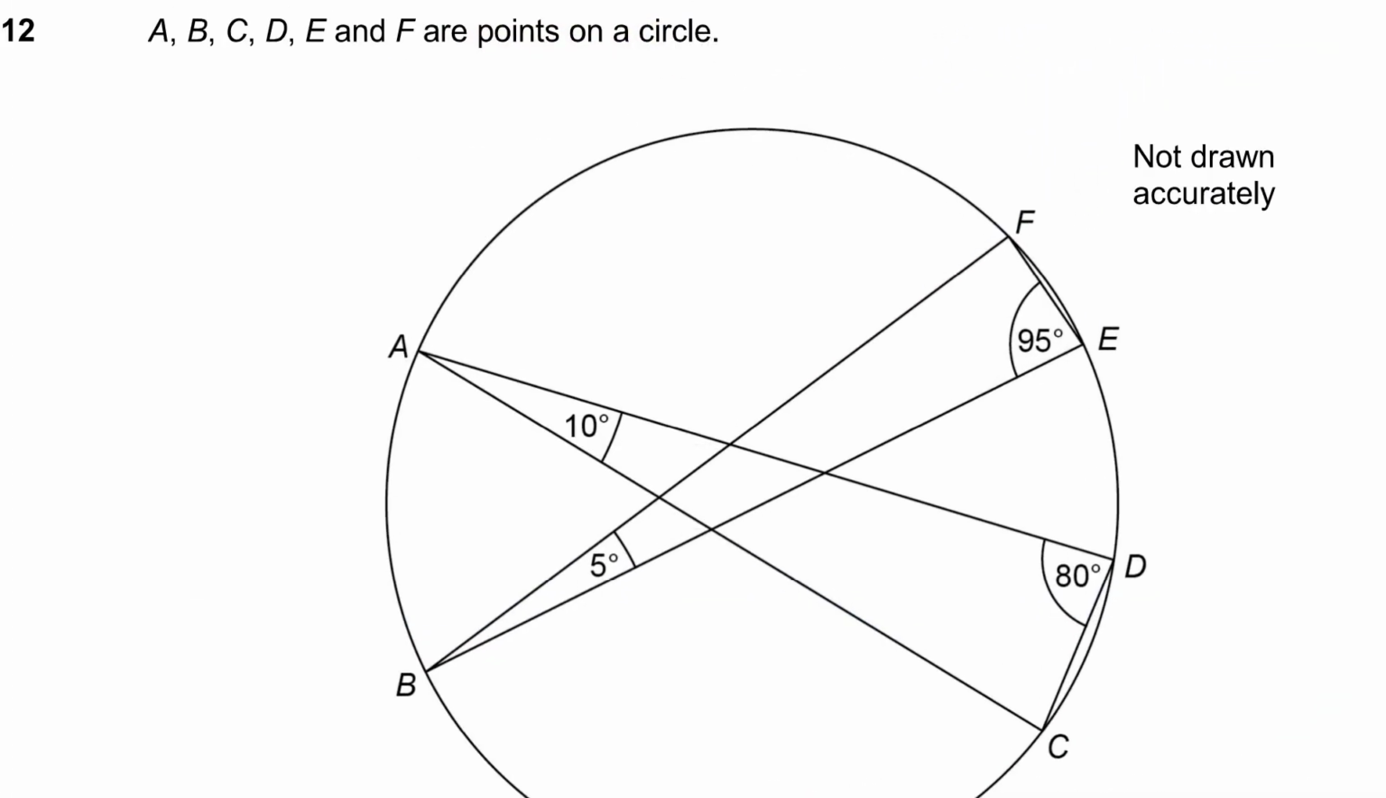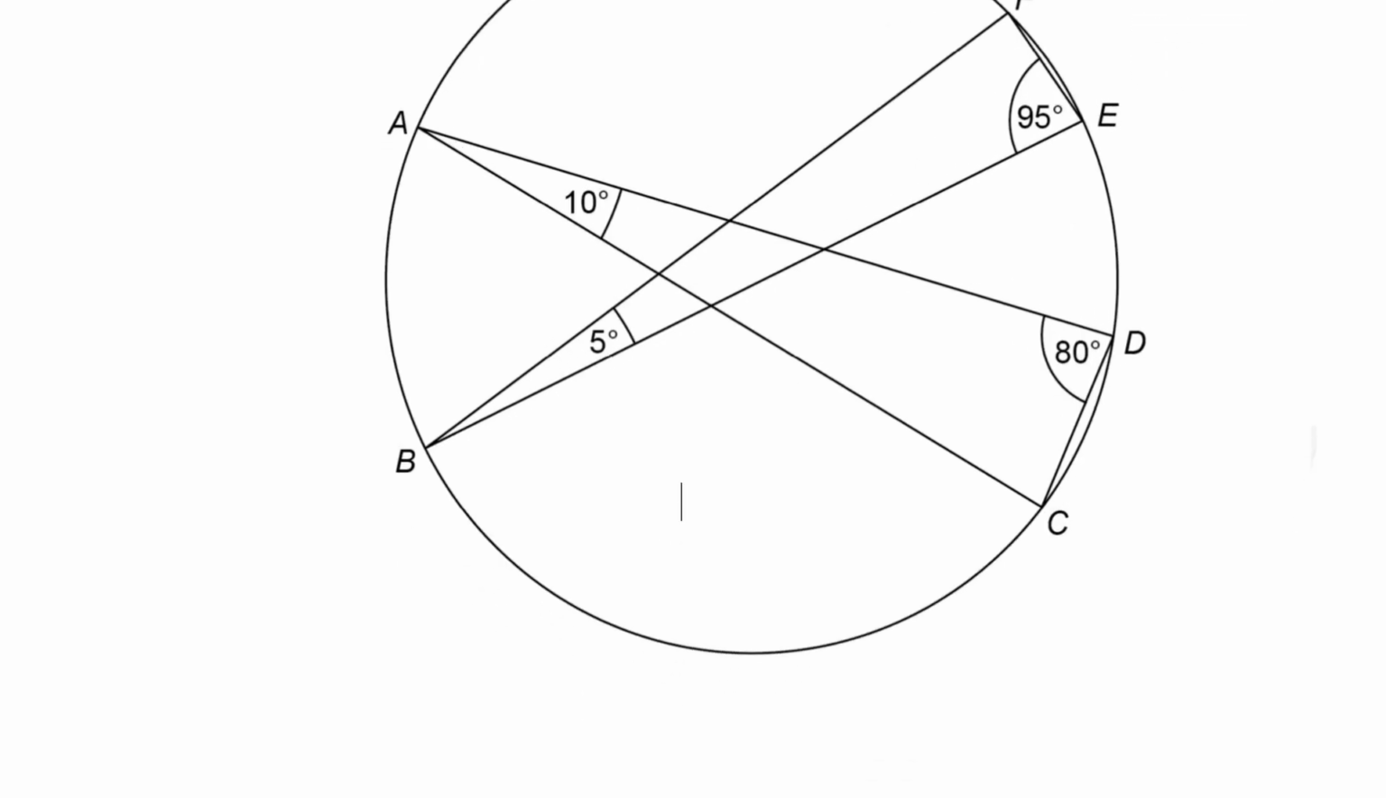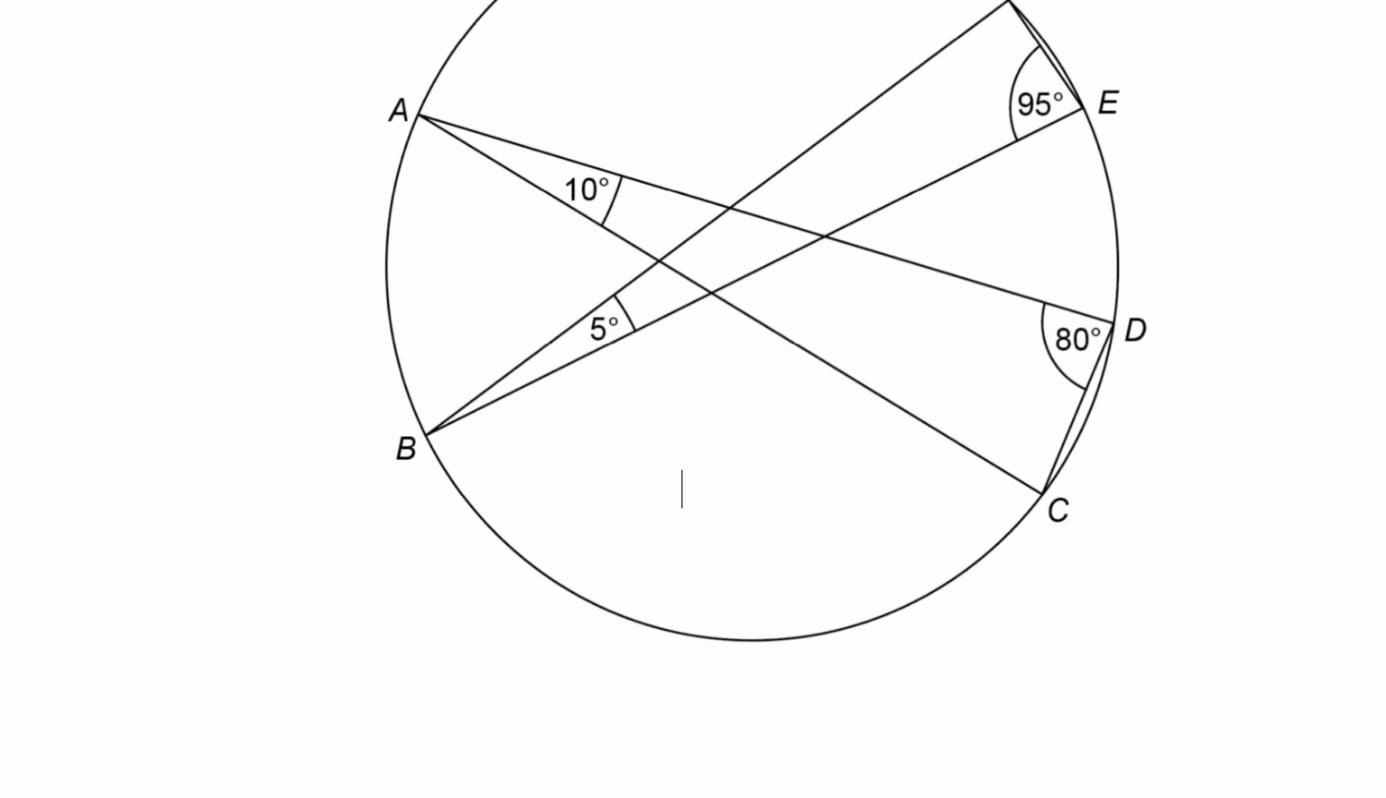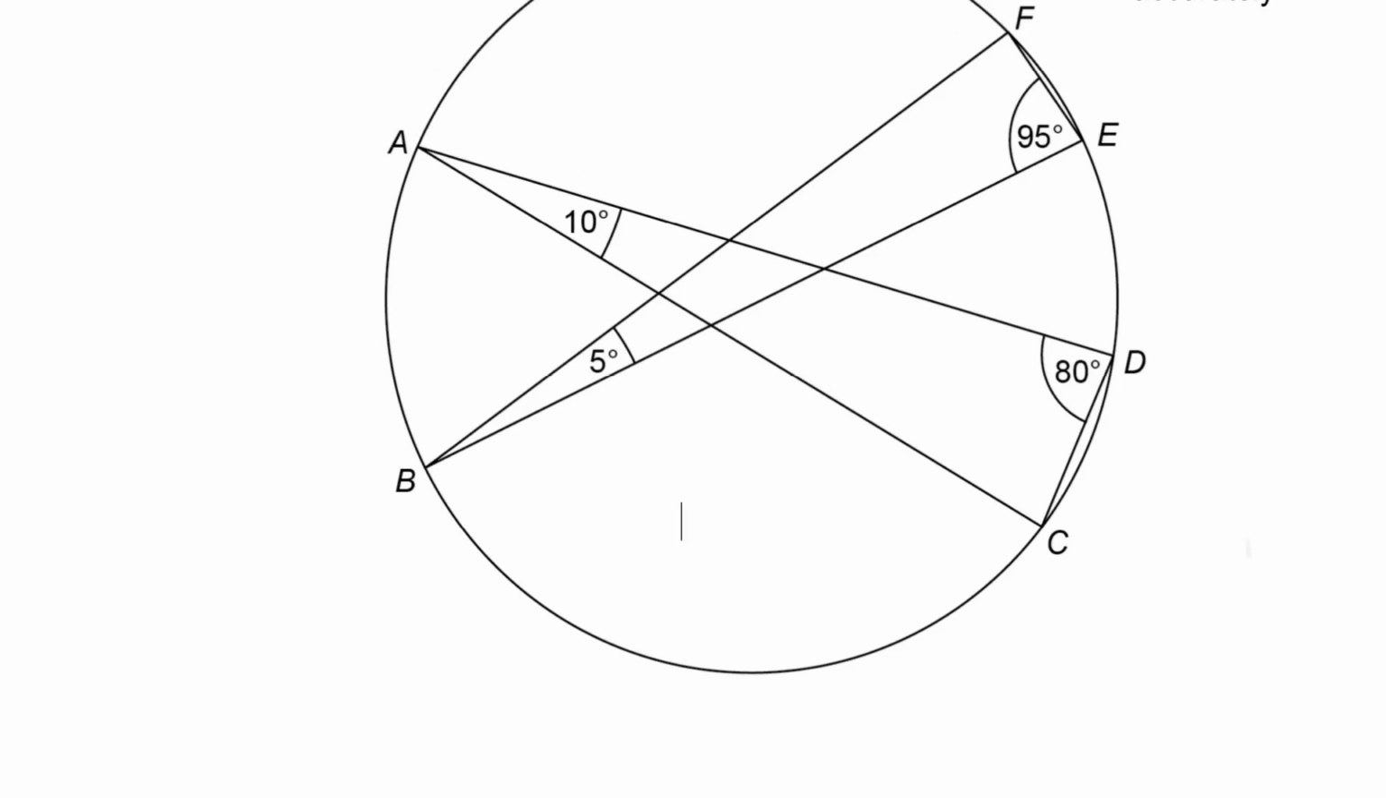Question 12, we've got a circle theorems question. The blurb at the top says A, B, C, D, E and F are points on a circle, and indeed they are. No other information to add to my diagram. Circle the line that is a diameter to the circle.